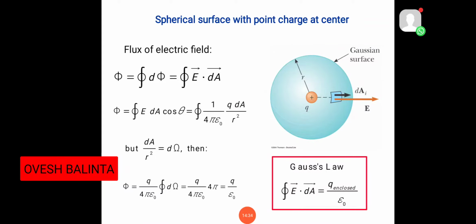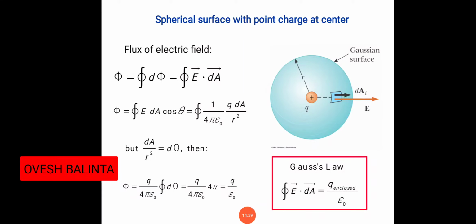Why? Because it is a closed surface. A closed surface is also known as a Gaussian surface. Now here we are considering a small area dA, you can see this one, it is our dA area, and the electric field is going in this direction.